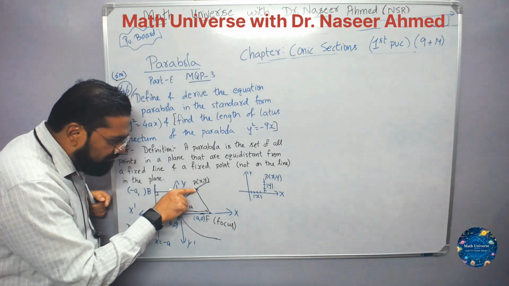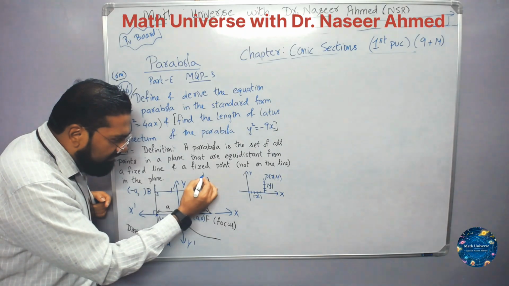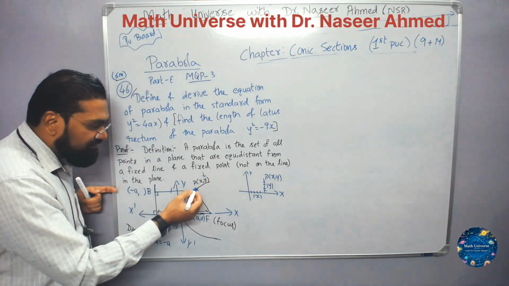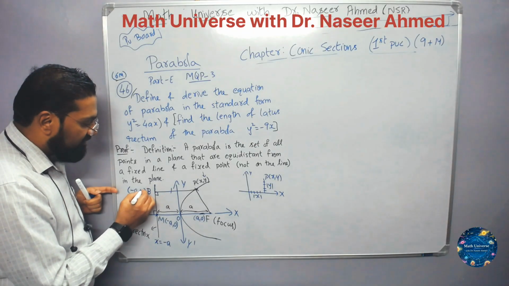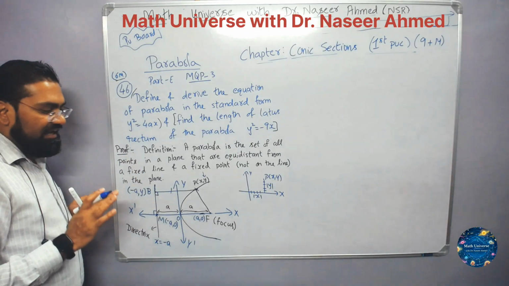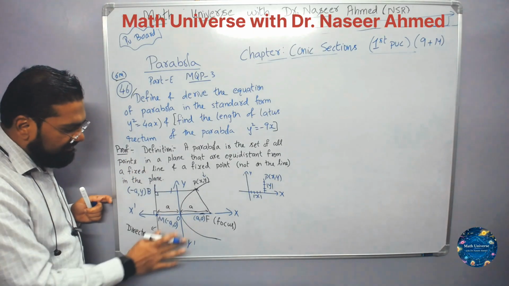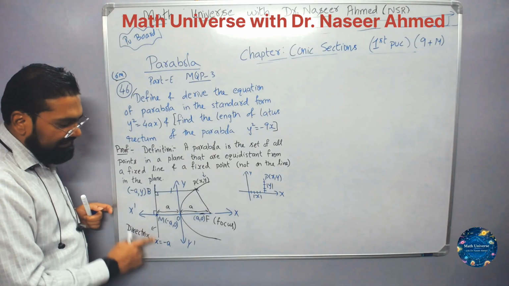Oh, for the point P, what is the y coordinate? Y itself. Since for a horizontal line, the y coordinate should remain the same. This is also what? Y. So with the help of geometry, very easily we came to know the equation of the directrix.